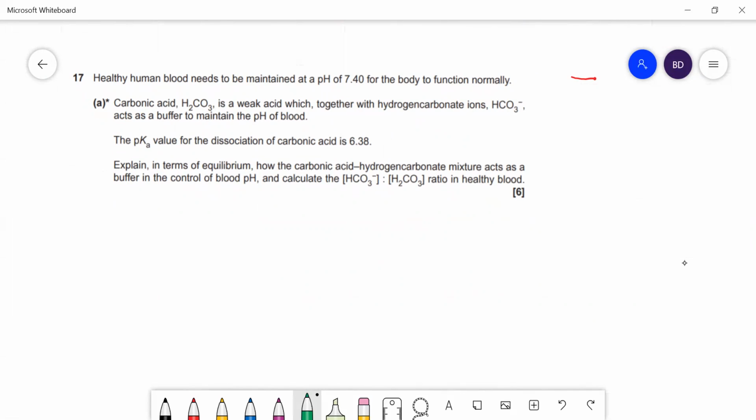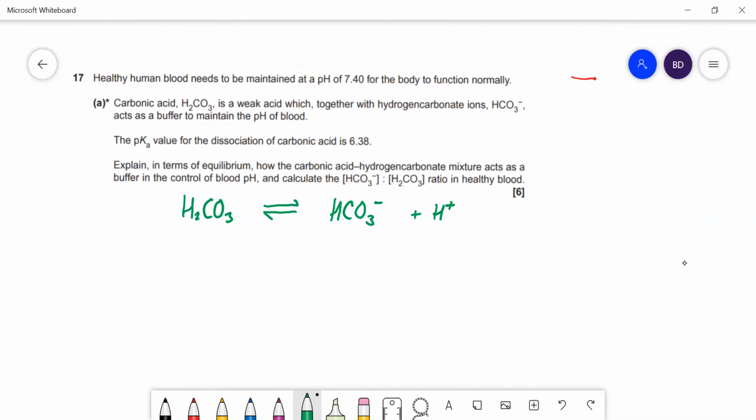Carbonic acid is a buffer, and it buffers the blood. So let's write down the weak acid which is involved there. We've got H2CO3, carbonic acid, and it's going to lose a proton to form its conjugate base, the hydrogen carbonate ion, and a proton. Explain in terms of equilibrium how the carbonic acid hydrogen carbonate mixture acts as a buffer.